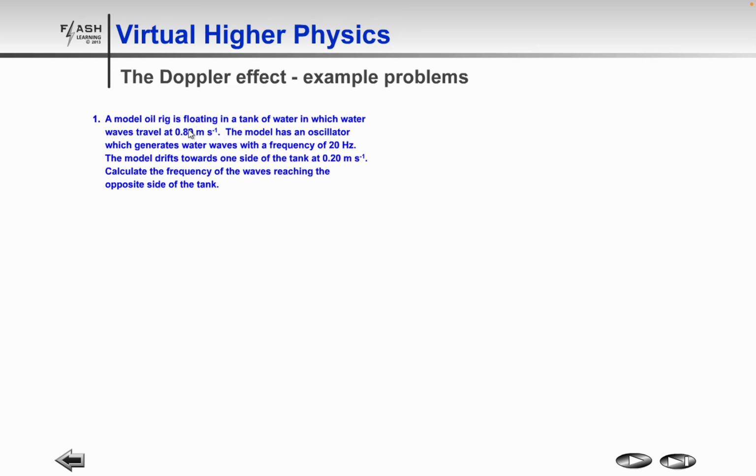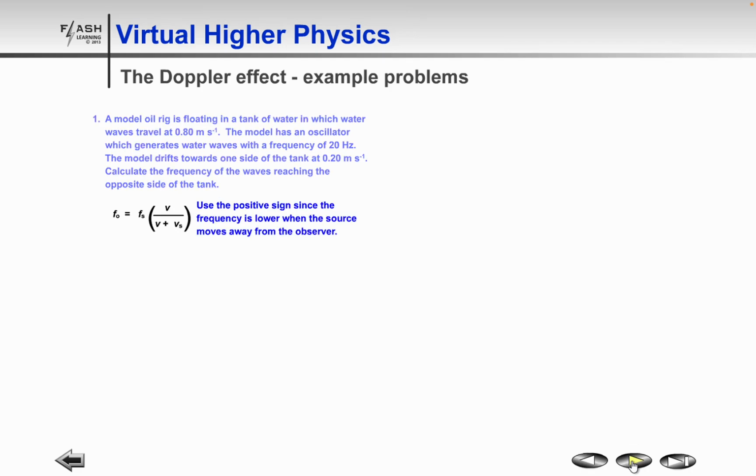So this is V, the speed of the waves. This is Fs, the frequency of the source. And this is Vs, the speed of the source. And it's drifting towards one side of the tank, but it's asking you the frequency on the opposite side of the tank. Not that clear, but basically it's moving away from you. So when we get to pick our equation, we're going to pick the plus as the source is moving away from you, so you'll get a lower frequency.